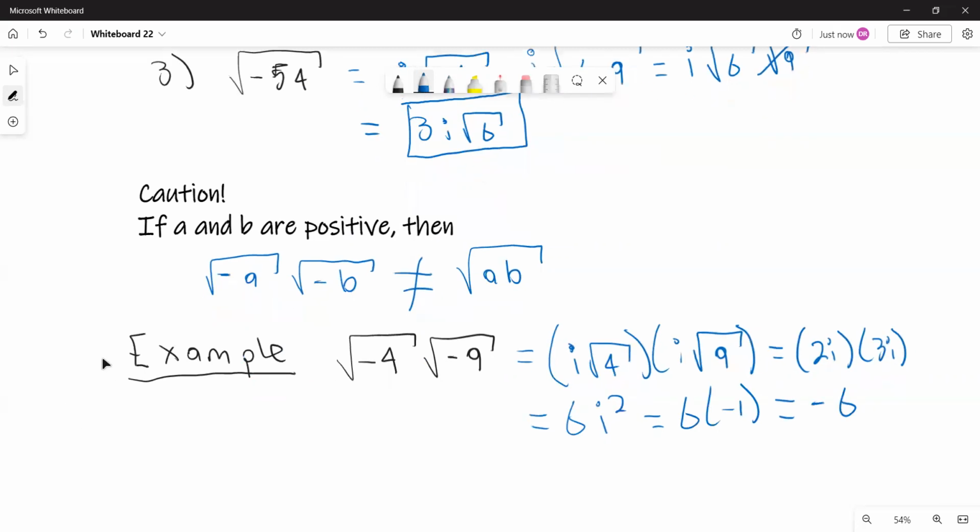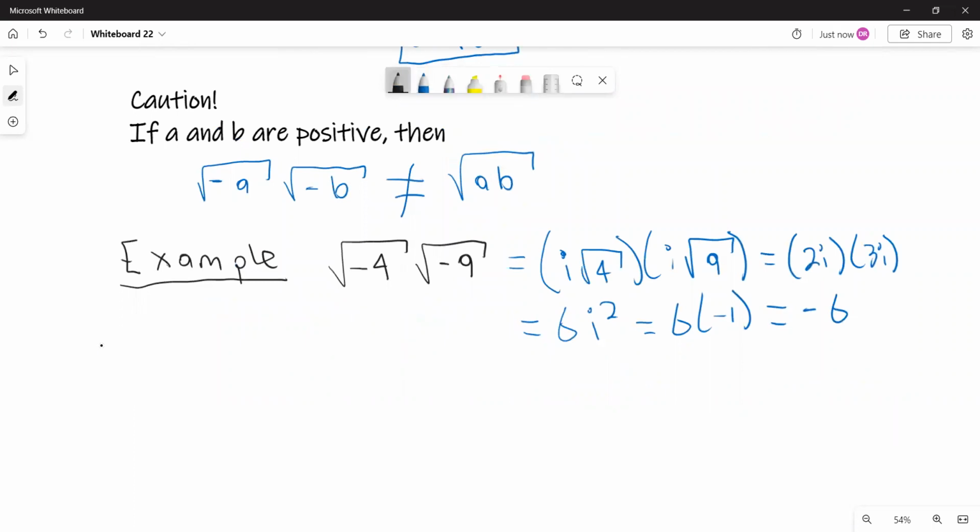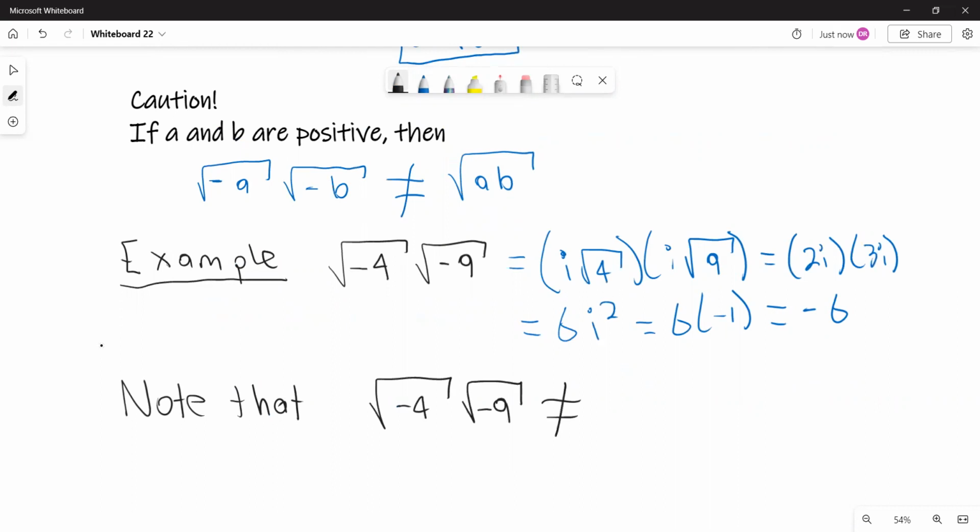So know that we cannot do that. The square root of negative 4 times the square root of negative 9 does not equal the square root of negative 4 times negative 9. So we cannot do that when the numbers inside the radicals are negative. That one is actually the square root of 36, which is 6. So yes, we cannot bring those two together.